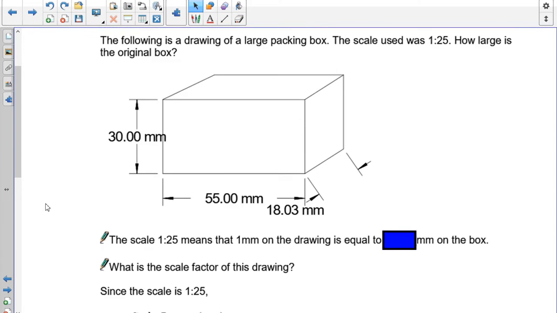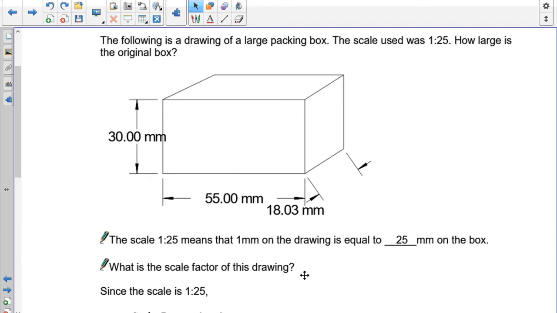Okay, here's a large box. Now this box is going to be scaled down with a scale of 1 to 25. So we know that this is the drawing, and it's 1/25 of its original size. So how large is the original box? To do that, you have to understand what 1 to 25 means. 1 to 25 means that 1 millimeter on the drawing is equal to 25 millimeters on the box. Right? Now this is the 1 to 25.